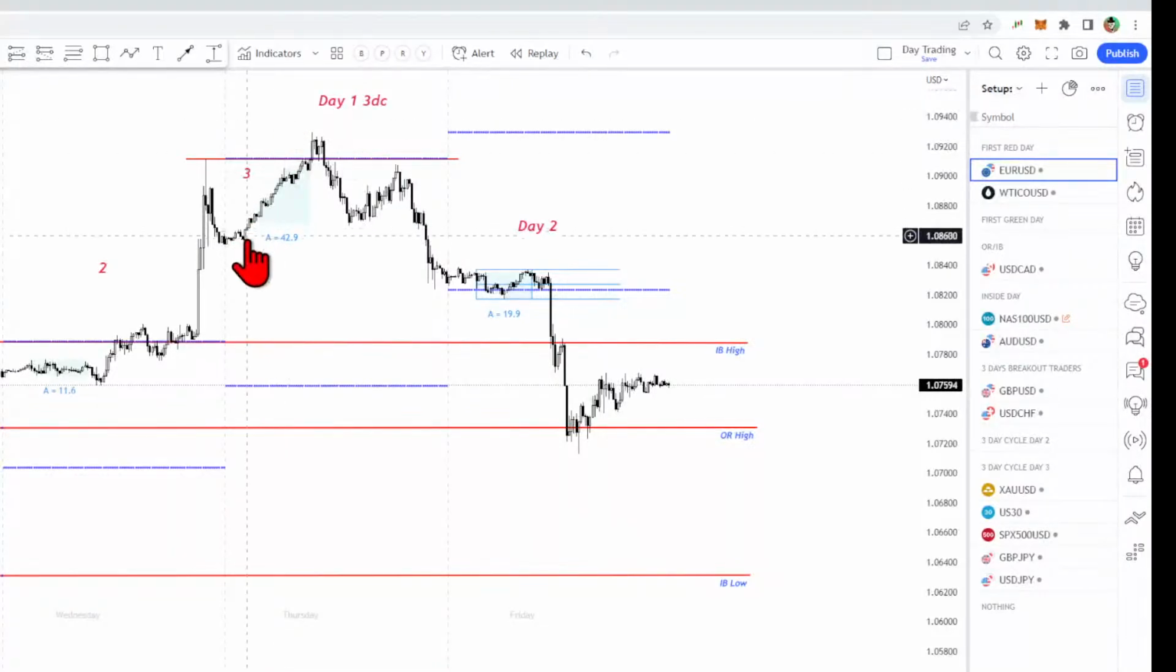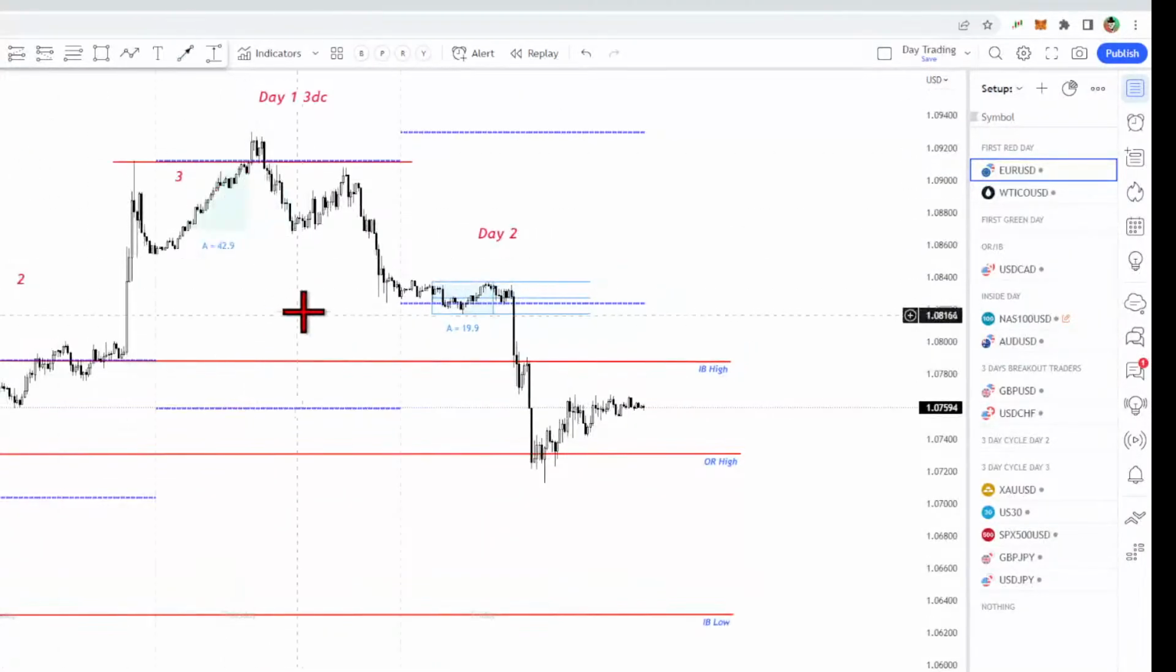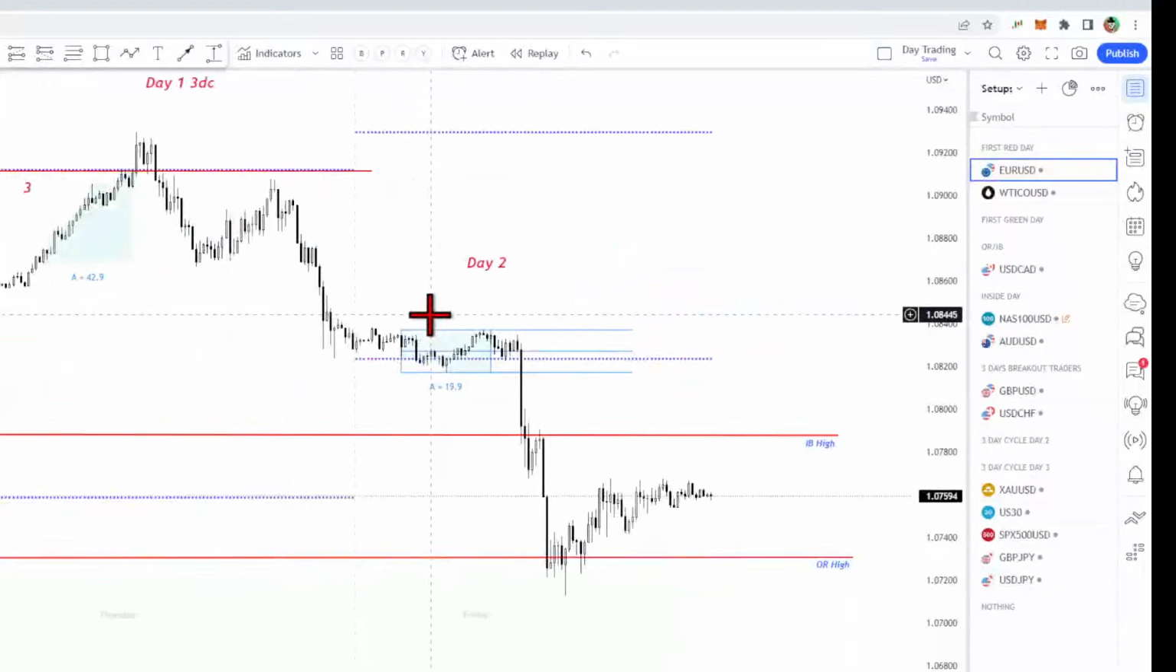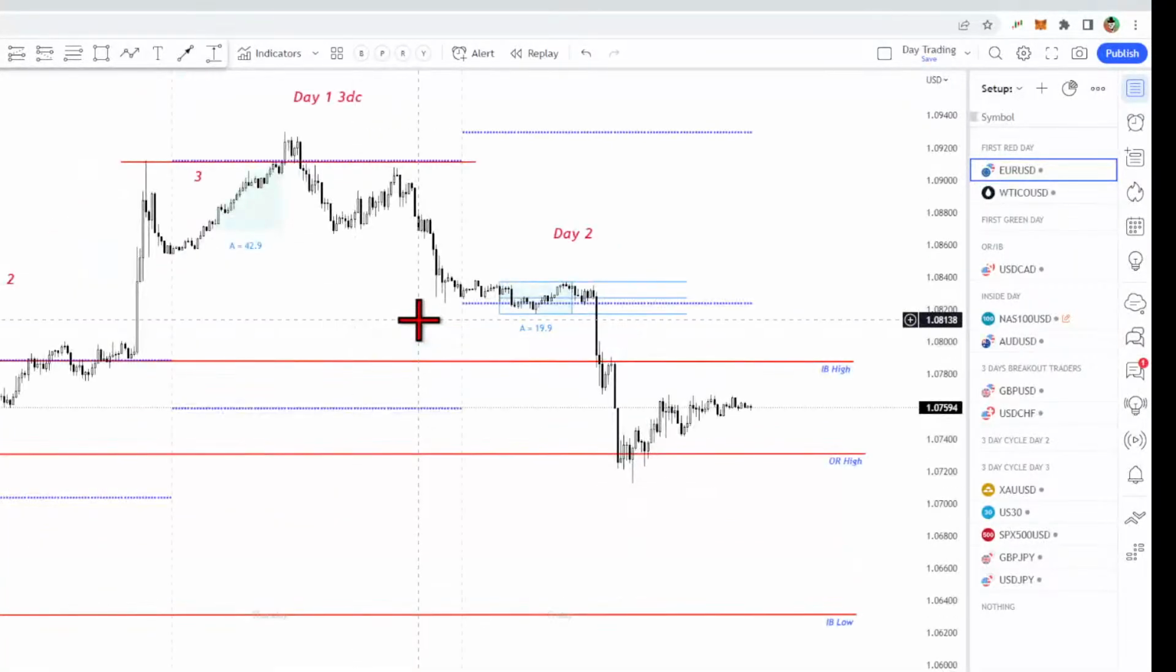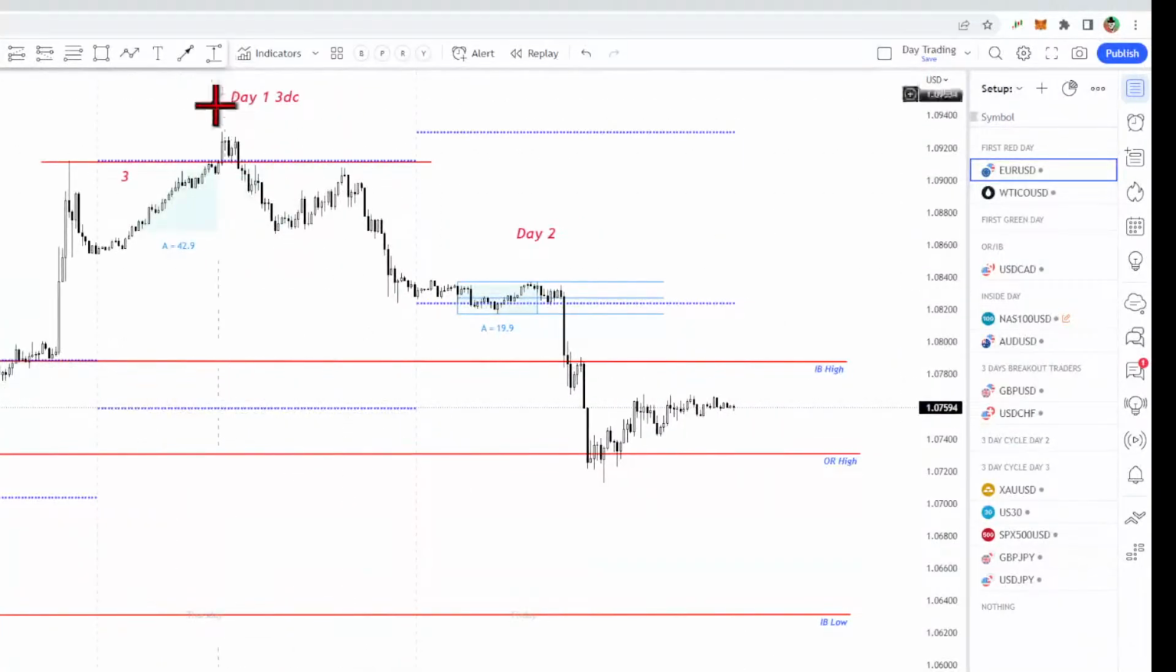Thursday, again, third push into the high. Whole idea being the whole market revolves around the three pushes. Okay, but Thursday comes up and it's a false break of the high, and that gives us a first red day.